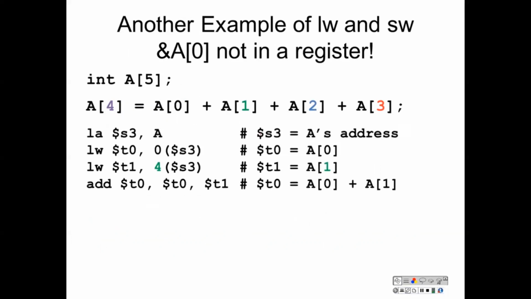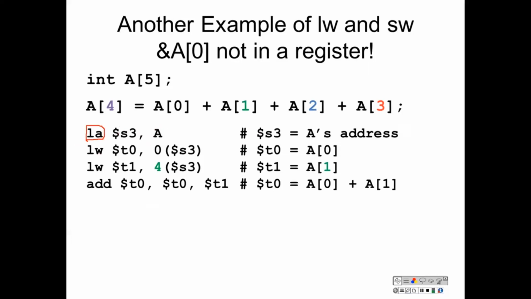So the first thing to do is to get the address of A. In MIPS, the LA instruction is provided by the assembler. It is a pseudo instruction, and you may use it. It stands for load address. It gets the address of the label A associated with a variable into a register S3. So now S3 will equal the address of A.